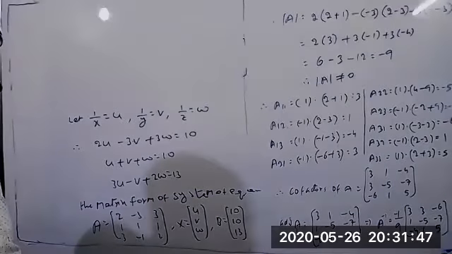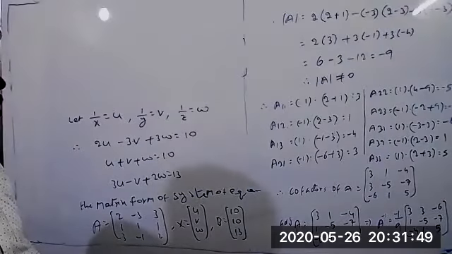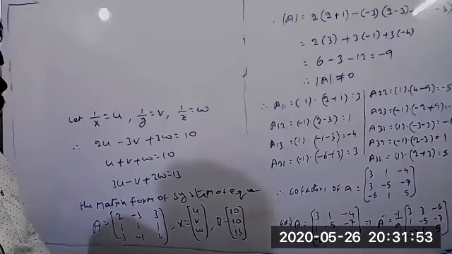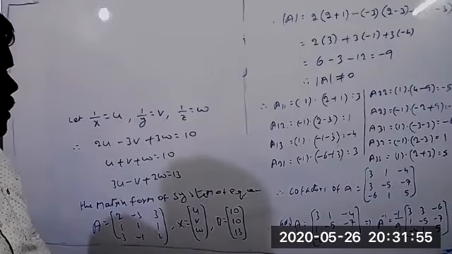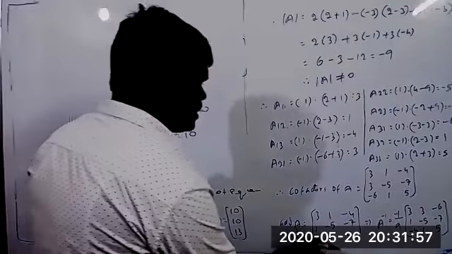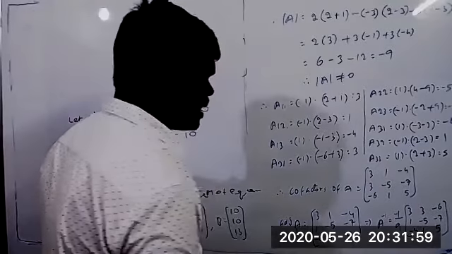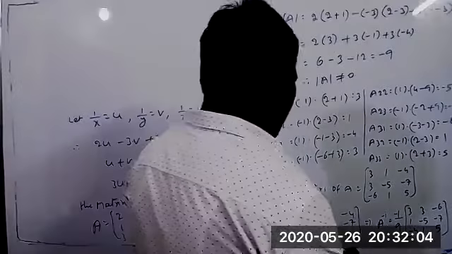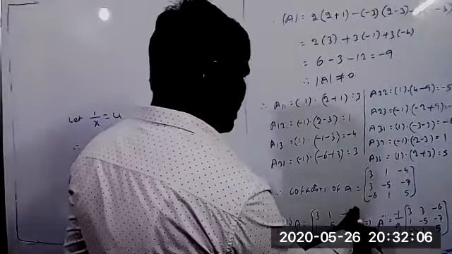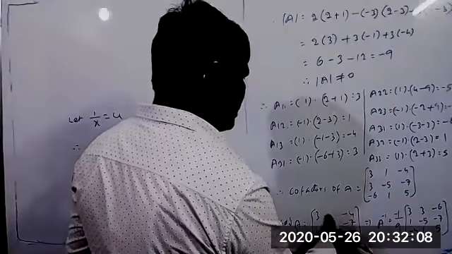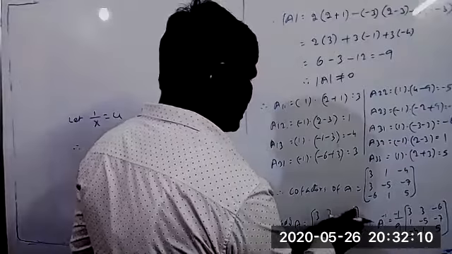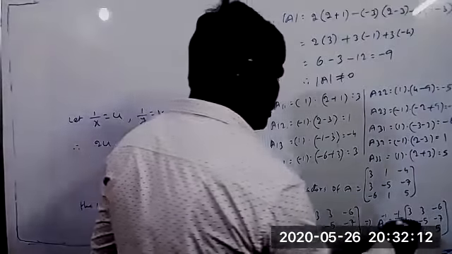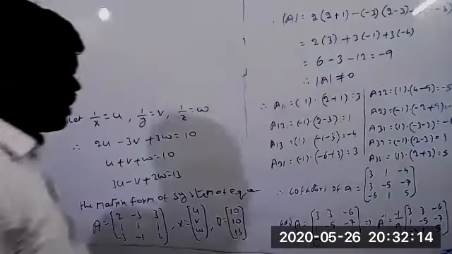We got everything I wrote. It's correct only. Row 1: 3, 1, minus 4. This is the minus 4. Yes, fine, sir. This will come instead of minus 4. Okay, this is the 1, 3. This is the minus 6. Yes, sir. Now it's fine.